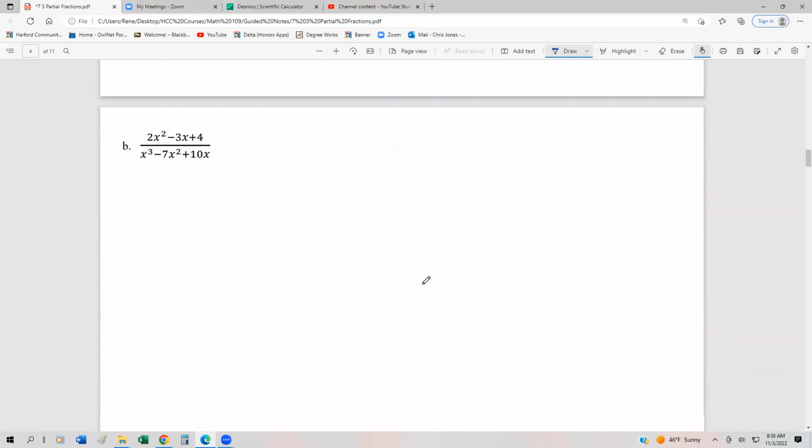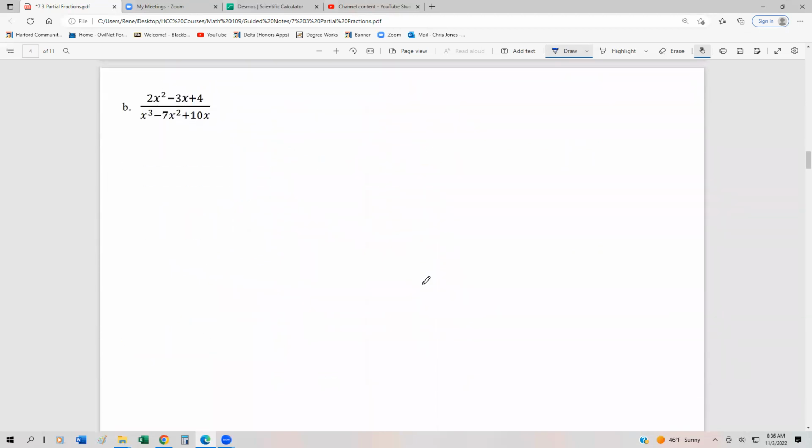A second example of distinct linear factors. So we have (2x squared minus 3x plus 4) over (x cubed minus 7x squared plus 10x). All right, so let's start by factoring the denominator. The numerator we don't want to worry about. I'm going to factor an x out of the denominator to start. So that leaves me with x squared minus 7x plus 10. And then I'm going to factor this trinomial.